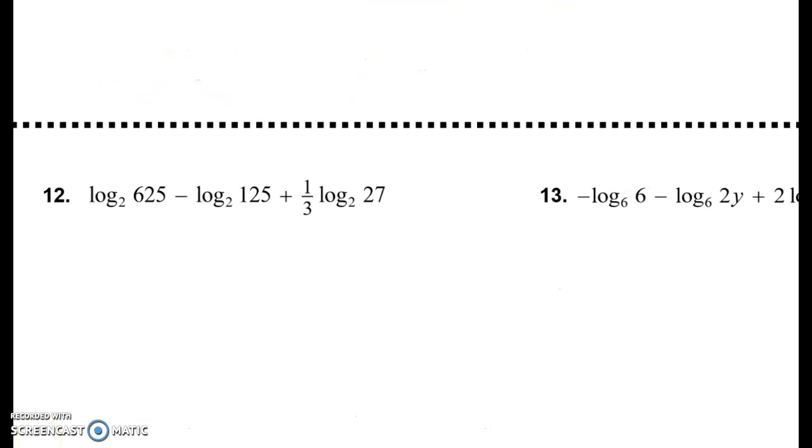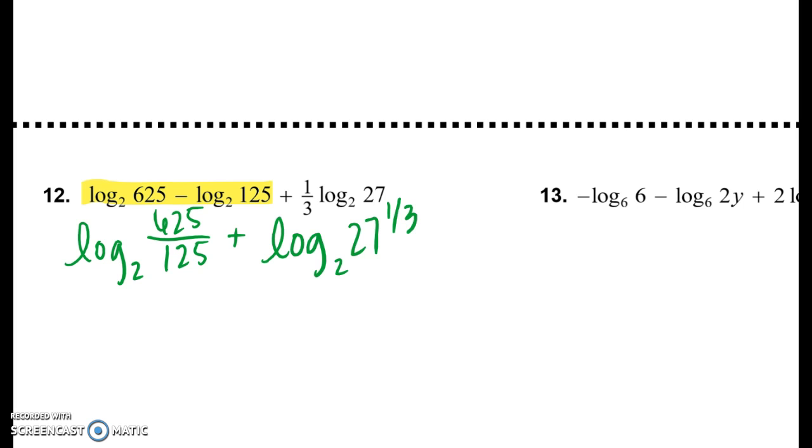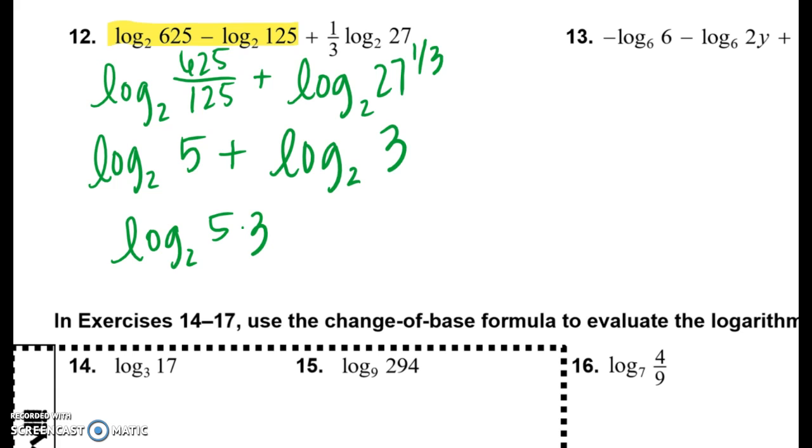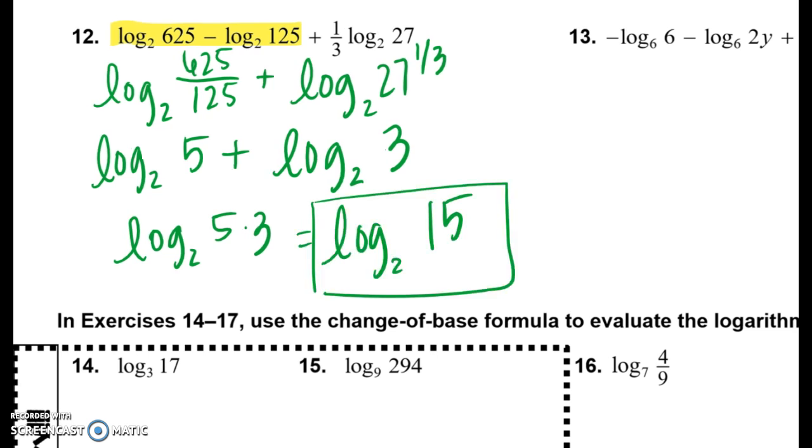So the first part looks like the quotient property. The next part we can use the power property. You can simplify this by just looking at it. Put it in the calculator, 625 divided by 125, that should give you 5. We can also simplify 27 to the 1/3. That should give you 3. Now we have the product property. Log base 2, 5 times 3 is the same thing as log base 2, 15. So here goes our answer.